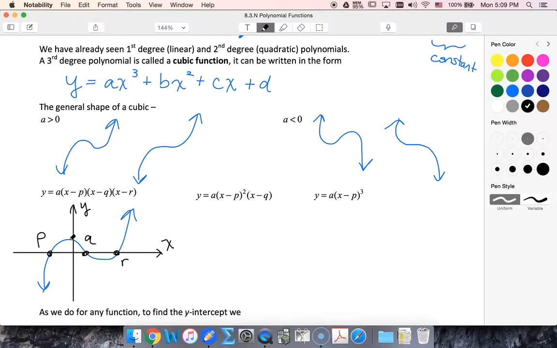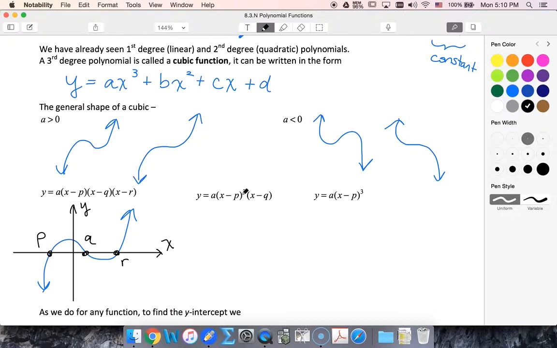Over here, my y-intercept, that's when I plug in 0 for all my x's. So I would get a times negative p times negative q times negative r because I would have zeros here. So that's how I would find my y-intercept. Remember, we plug in 0. So if it factors this way, I would have 3 roots.